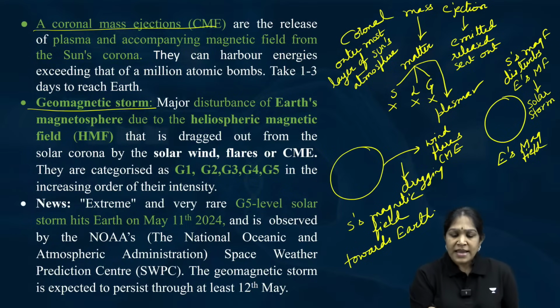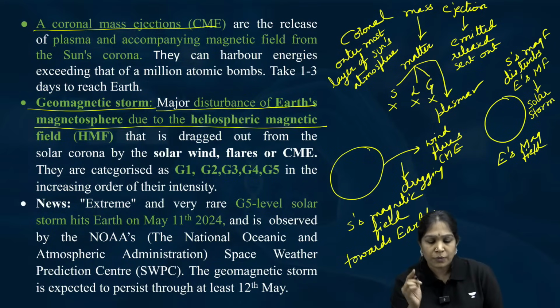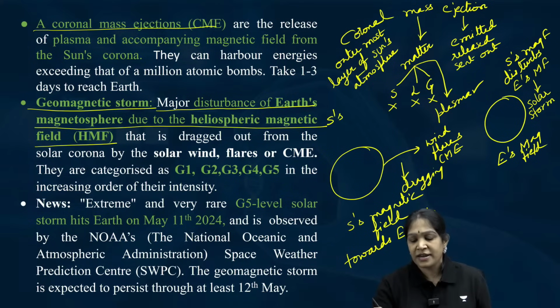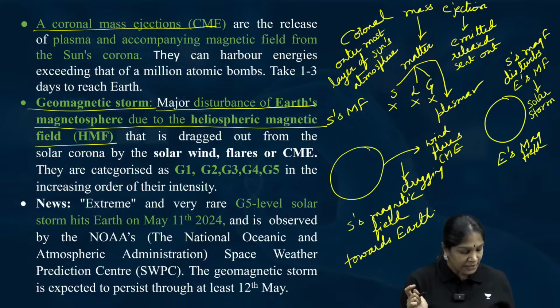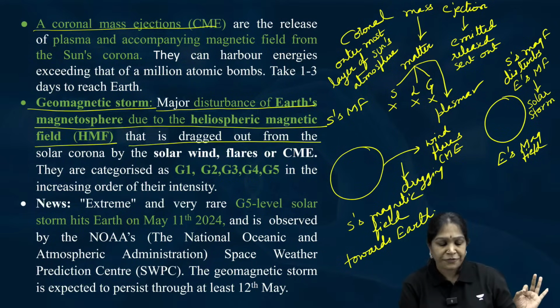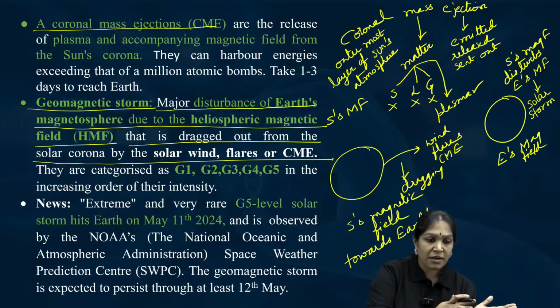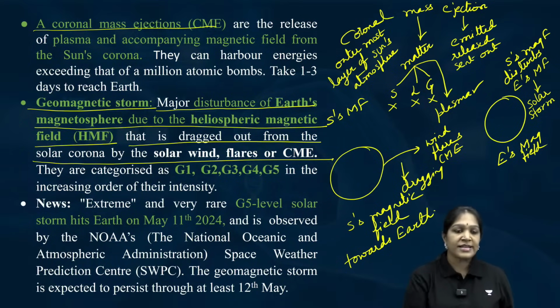Geomagnetic storm. It is a major disturbance of Earth's magnetosphere due to the heliospheric magnetic field. What is the heliospheric magnetic field? The sun's magnetic field. Major disturbance of Earth's magnetosphere due to the heliospheric magnetic field that is dragged out from the solar corona by, who is dragging it out? Winds, flares and coronal mass ejection. That is called geomagnetic storm.